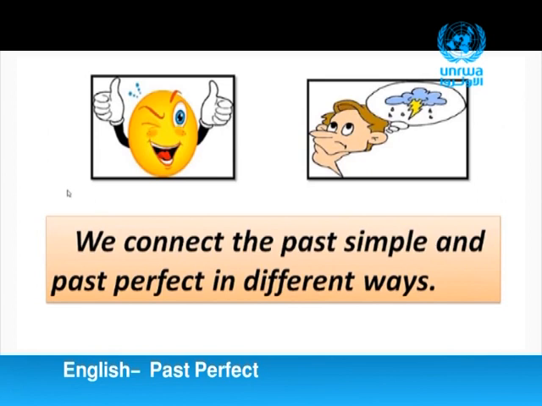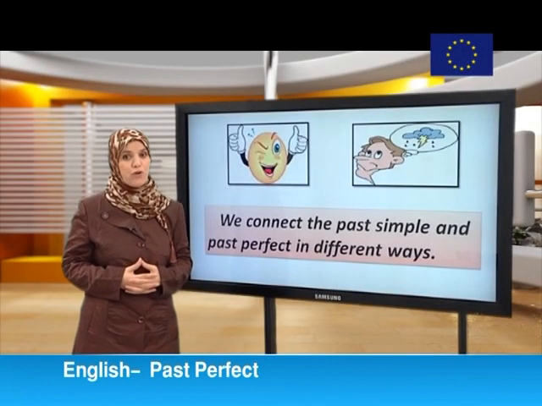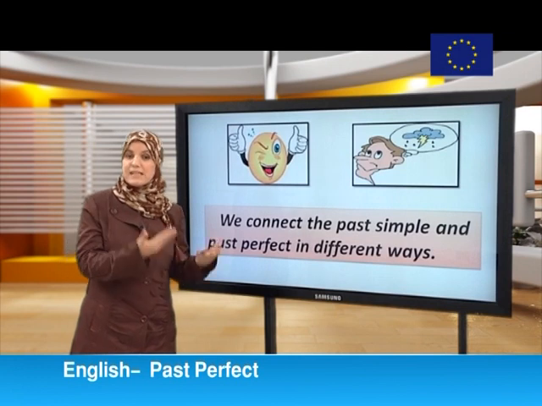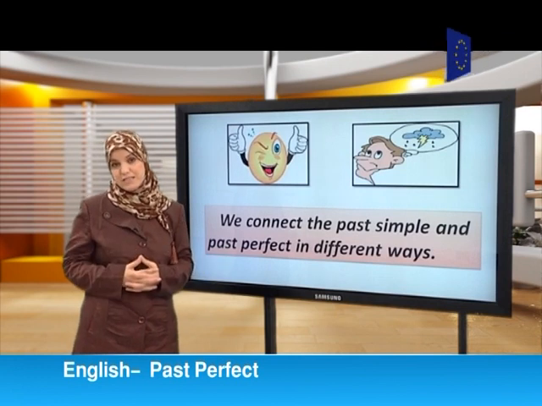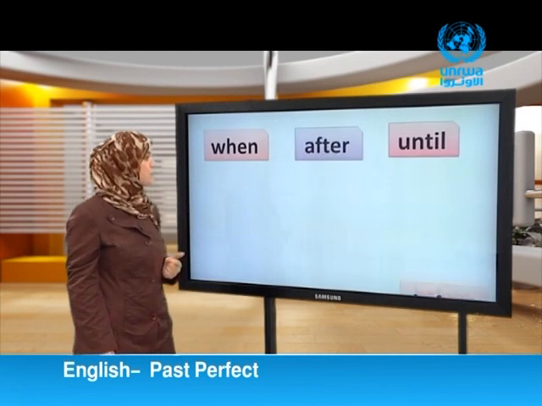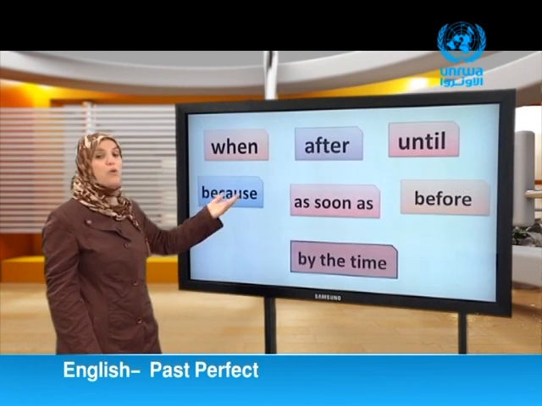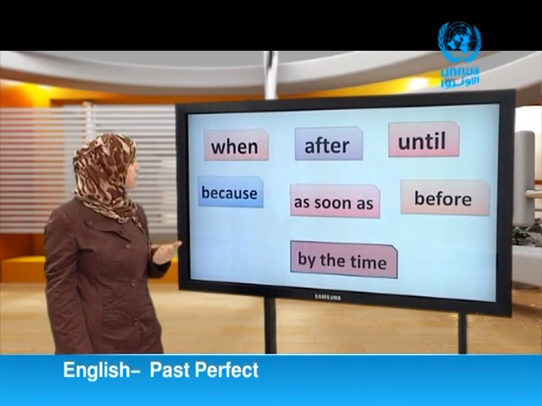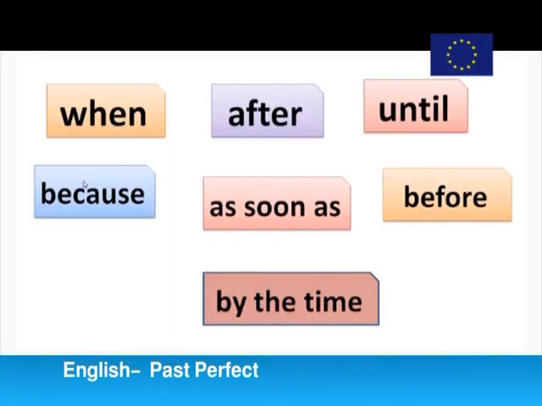Now, dear students, we connect the past simple and the past perfect in different ways. As we noticed before, we can use past simple and past perfect in one sentence, and we connect them by these connectors. Look, most of them are time connectors. When, after, until, because, as soon as, before, by the time.